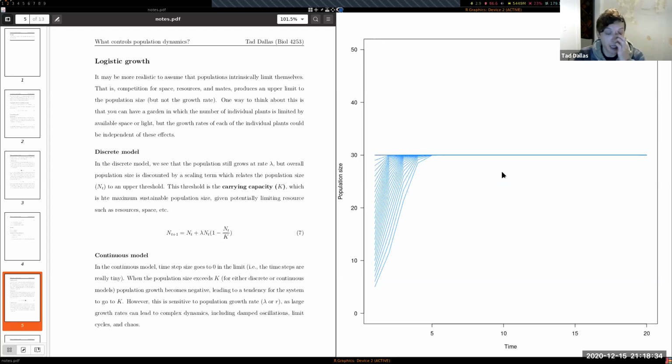I'm moving a little box around. I don't know if you can see that. I hope it's not distracting. In this case, the blue line starts at 30 individuals. It stays at 30 individuals.